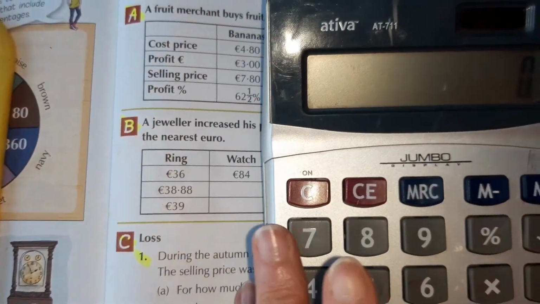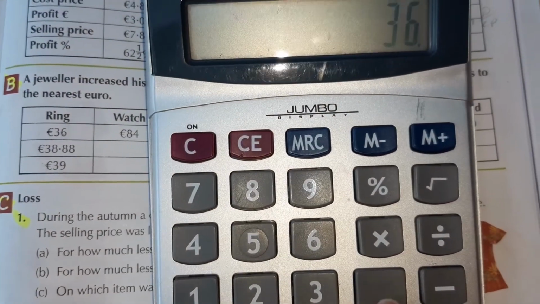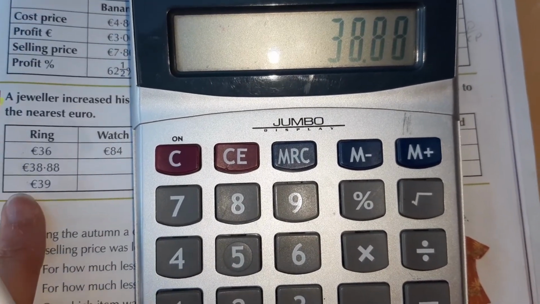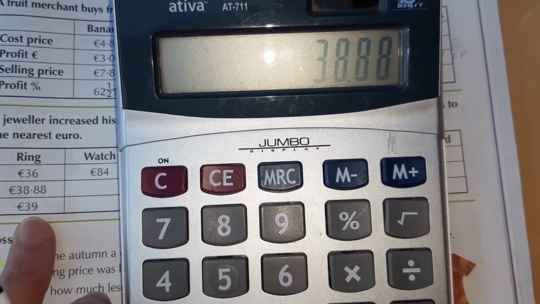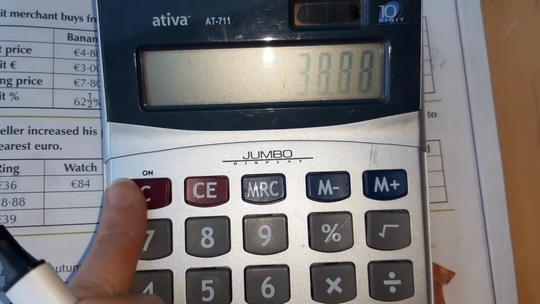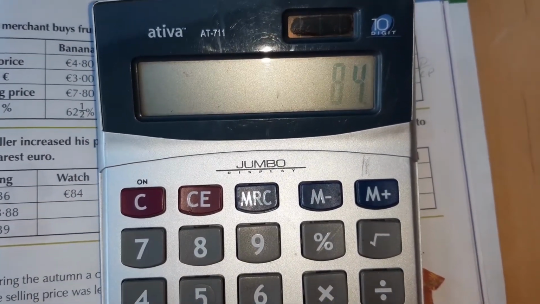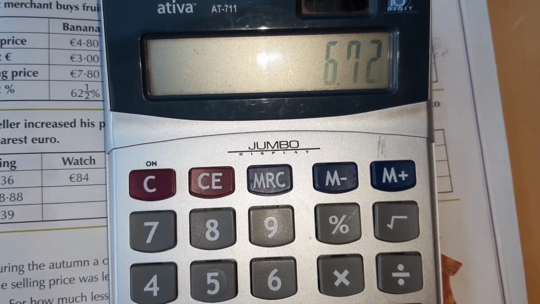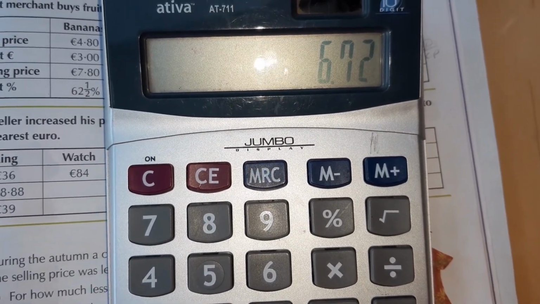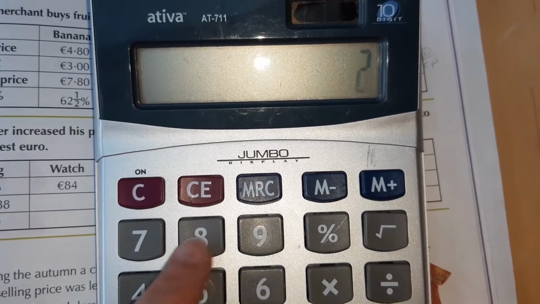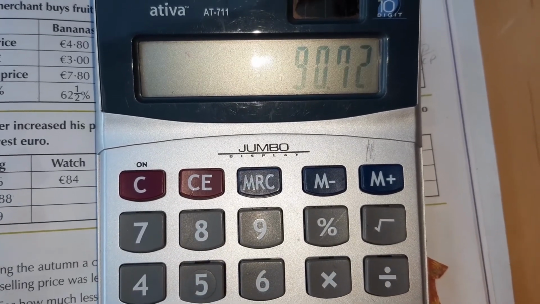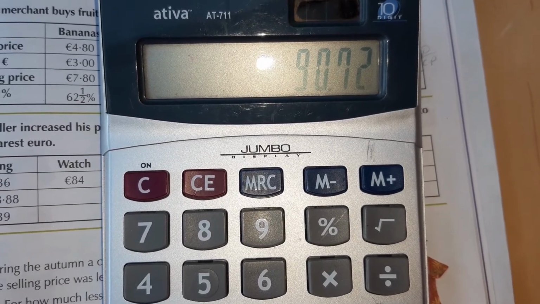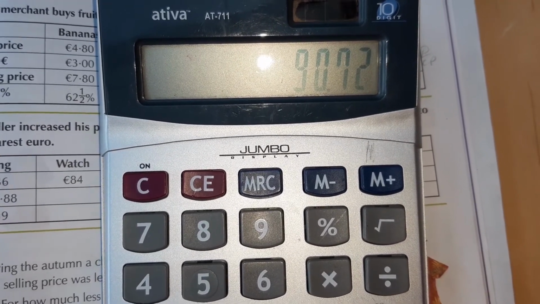So for instance, the ring then was €36 plus 2.88, which is 38.88, and he rounded up the prices, so it was €39 for the ring. The watch was 84 multiplied by 8 divided by 100, which means he added on €6.72 to the watch. Add that to the price already, €90.72, rounded up, so €91.